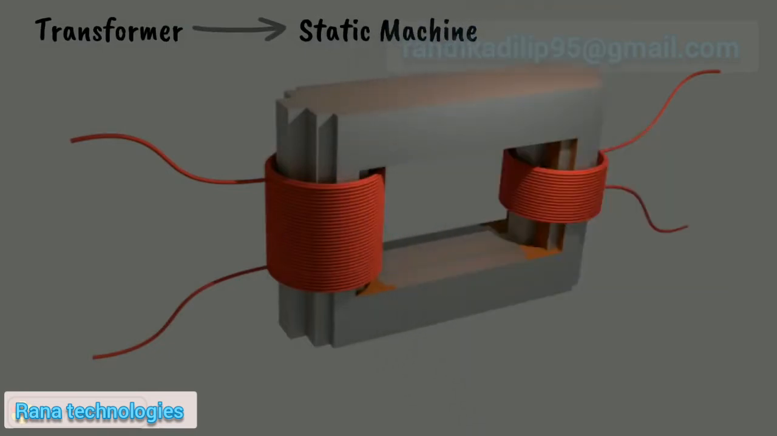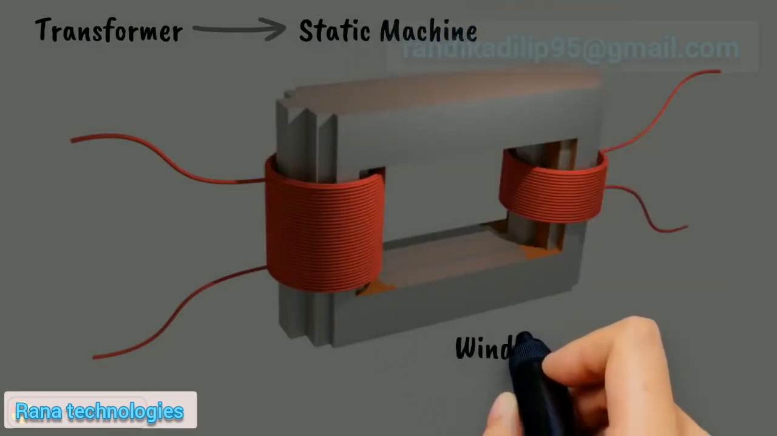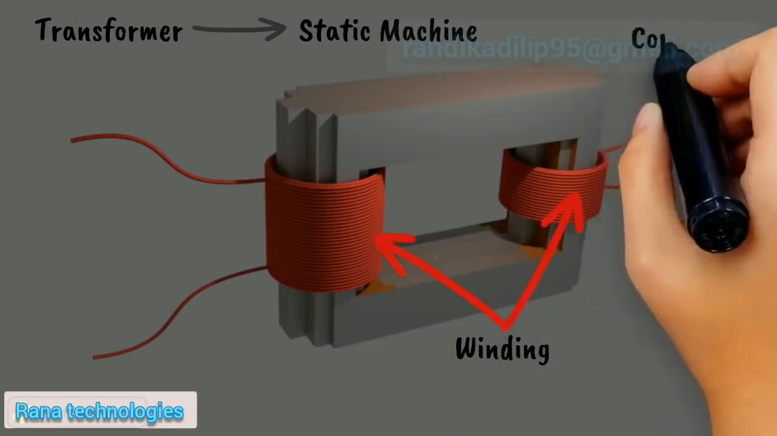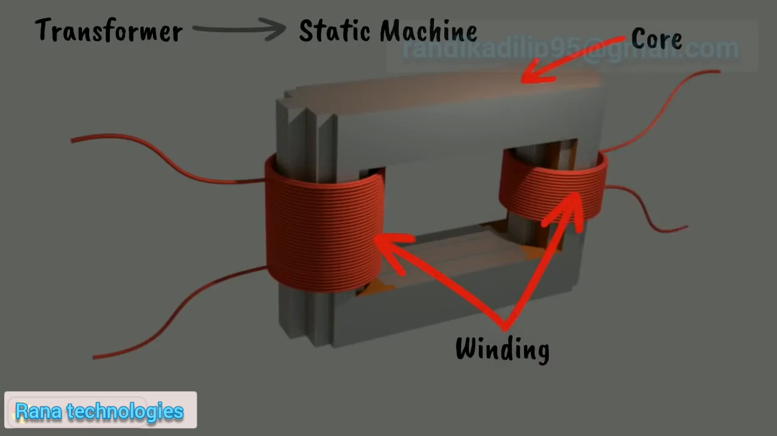A transformer has three main parts: two windings and a metallic core on which the windings are wound. Windings are in the form of coils made of a good conductor of current. The windings of a transformer play a main role in the machine. The winding coils behave as an inductor.